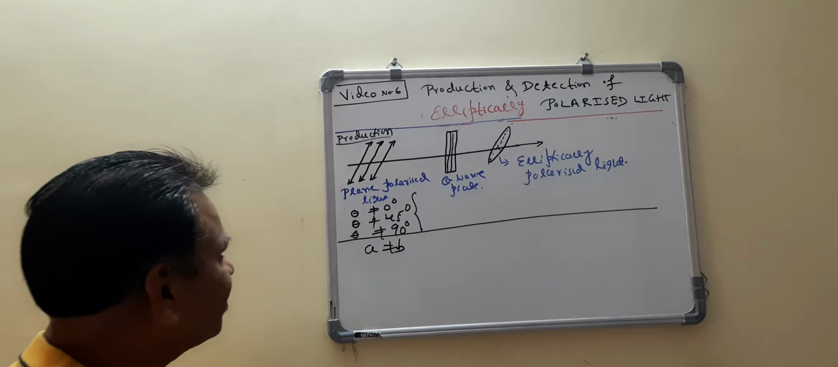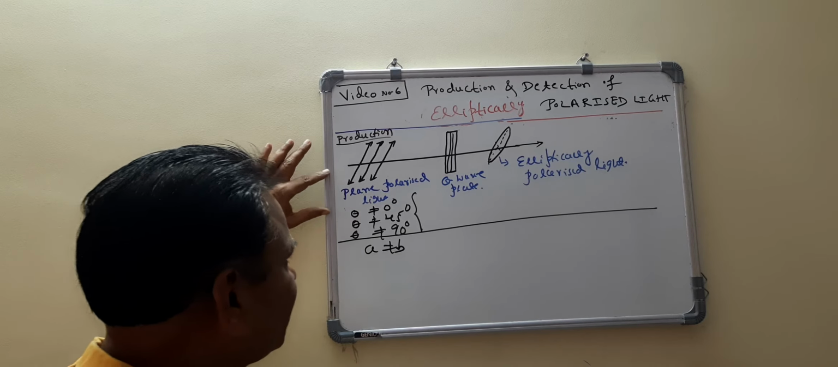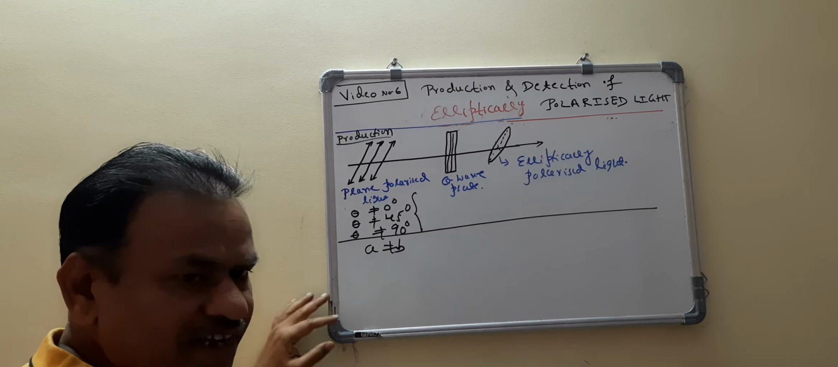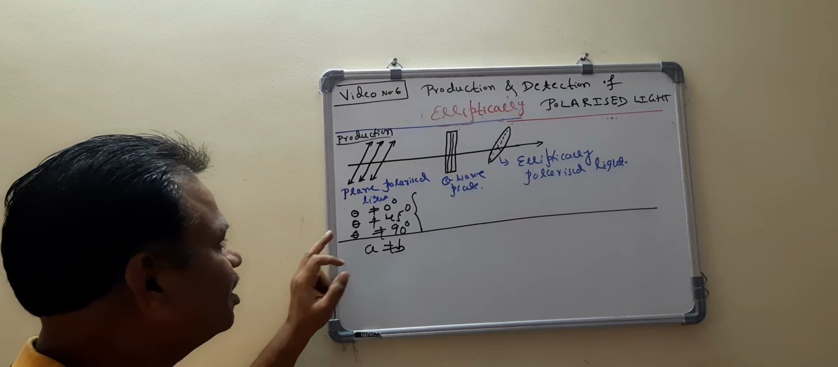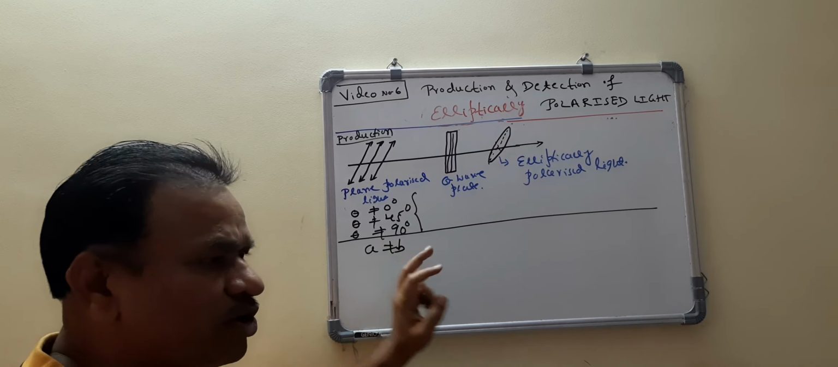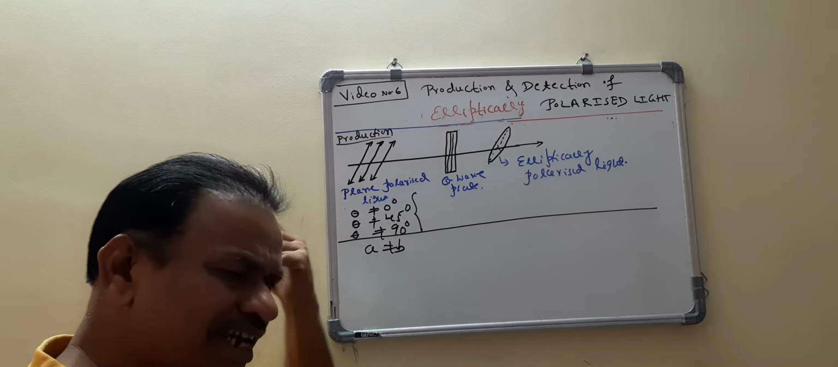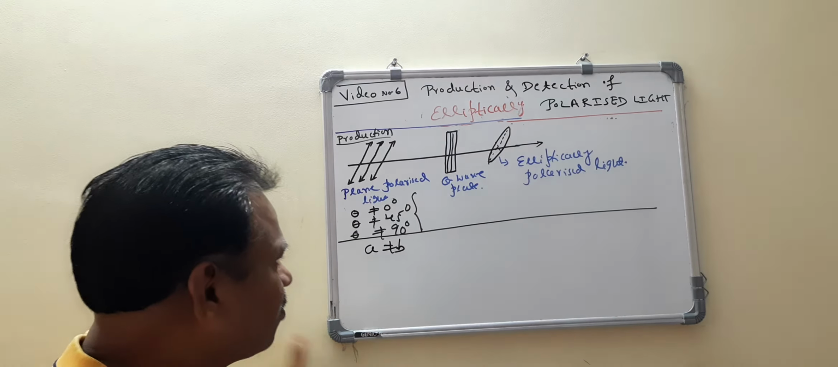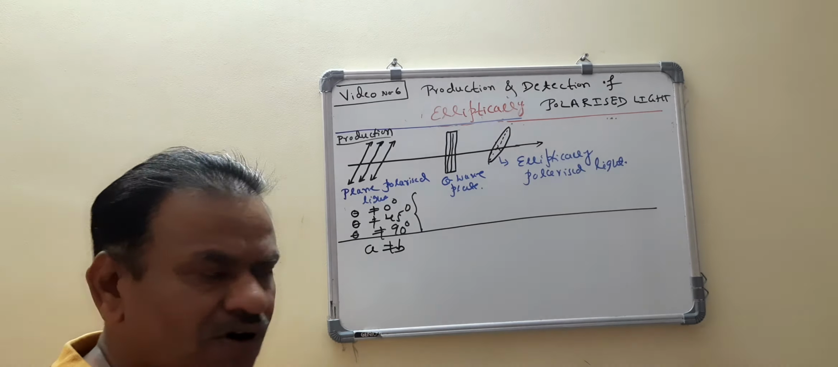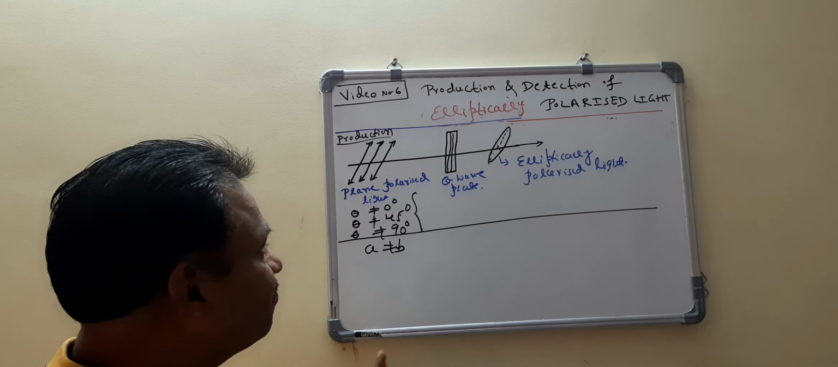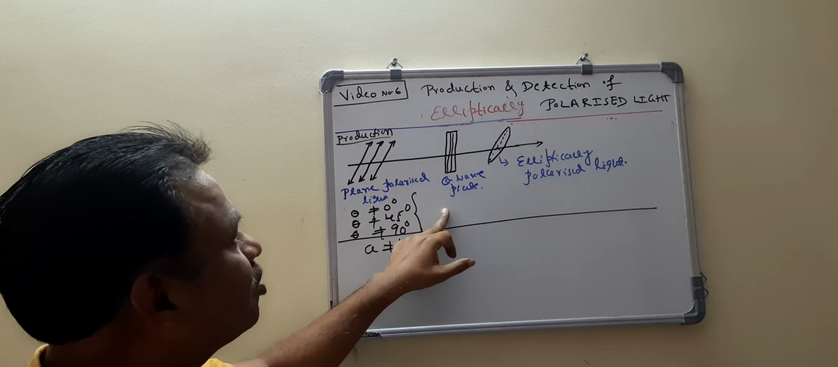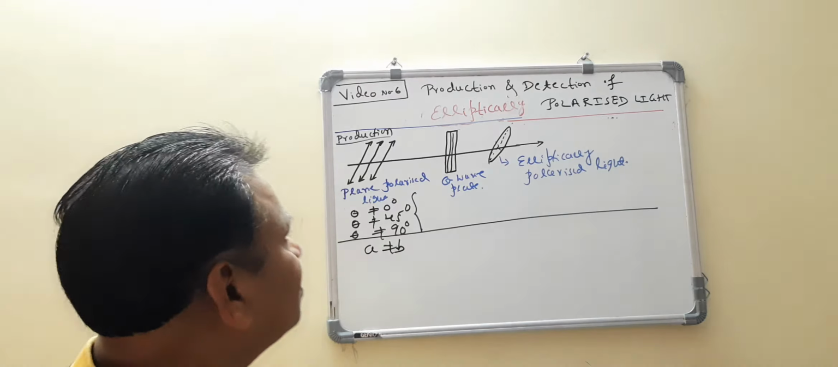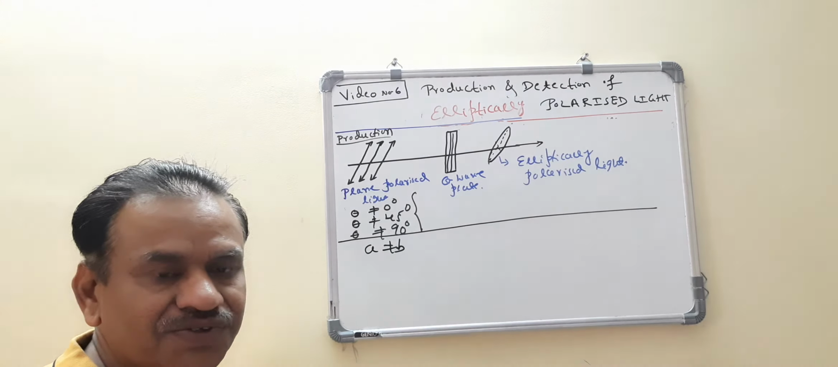So once more I will explain. Whenever the plane polarized light is there, its plane of vibrations with respect to the optic axis should not be equal to 0 degree, 45 degree, or 90 degree. Other than this, it may be incident at any angle, 30 degree, 60 degree, no problem. And also the amplitudes of both the ordinary wave and the extraordinary wave should be different. When it is allowed to be incident on the quarter wave plate, elliptically polarized light is obtained. This is regarding the production.